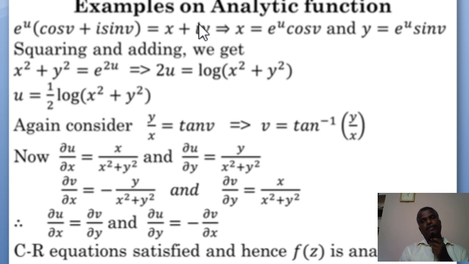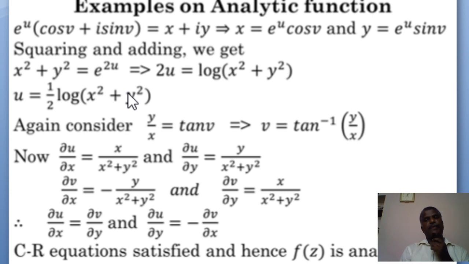So equating real and imaginary parts, we get x is equal to e power u cos v and y is equal to e power u sin v. Squaring and adding, we get x square plus y square is equal to e power 2u, because cos square plus sin square is 1. Applying log, 2u is equal to log of x square plus y square, so u is equal to 1 by 2 log of x square plus y square. Again by dividing y by x, we get tan v, so v is equal to tan inverse of y by x. This is the imaginary part and this is the real part.